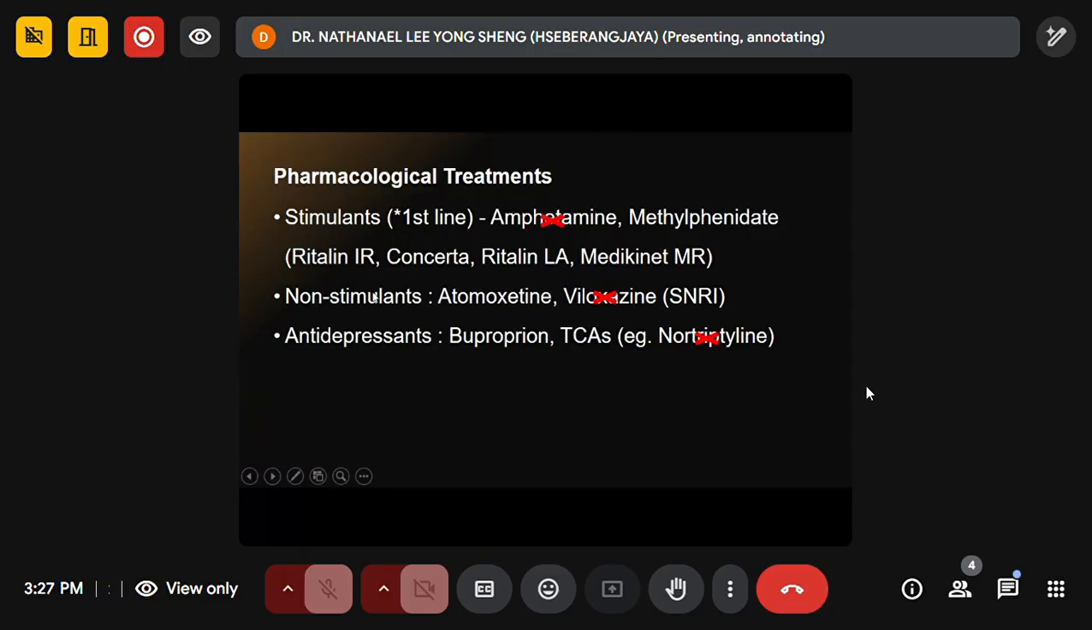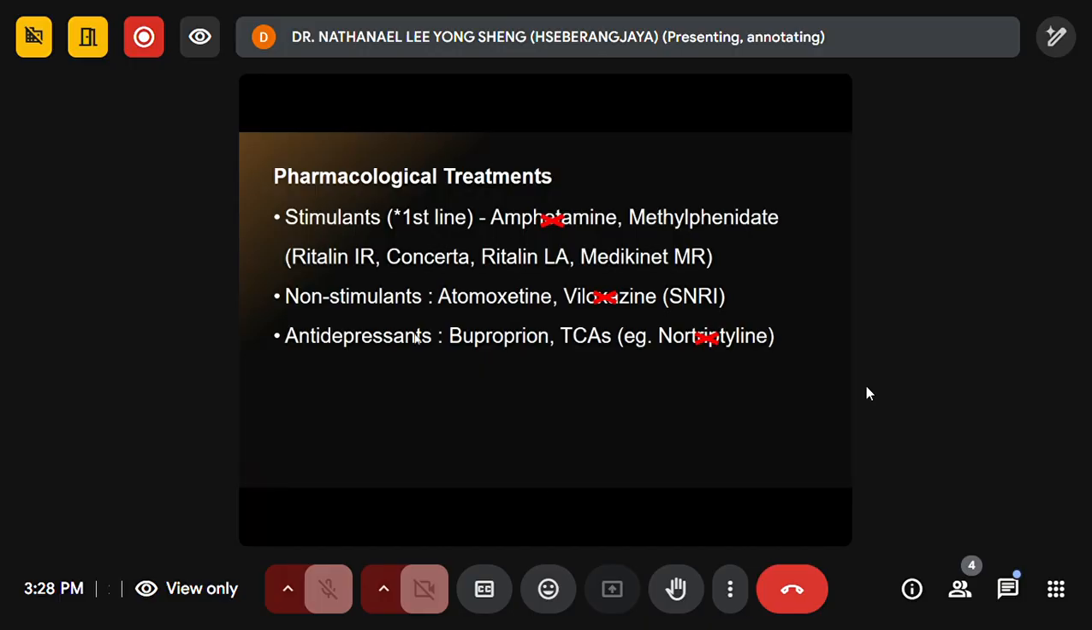So the second option is non-stimulant. The one available in Malaysia is atomoxetine. In overseas, there's also another type of medication in the SNRI group, viloxazine. However, we don't have it in our formulary. Atomoxetine is a non-stimulant type of medication for ADHD.